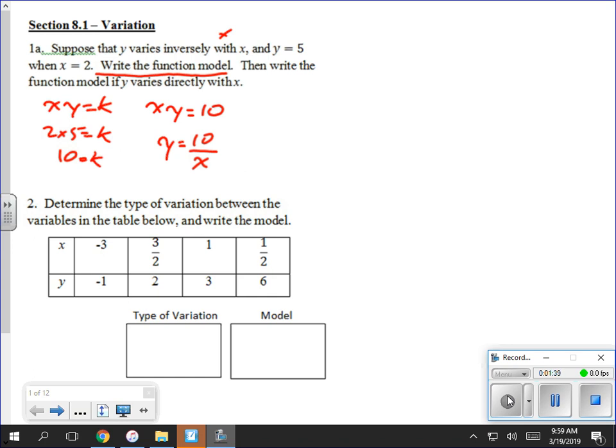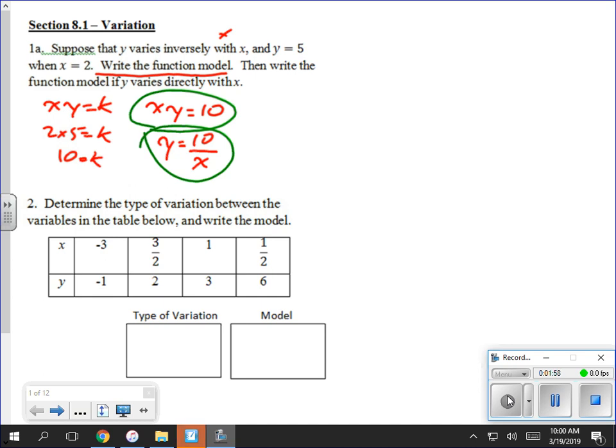Yeah. But I have to set up the equation. Remember, it says write the function model. Write the function model means give me the equation. You got to give me this or you got to give me that. Okay? That's what it's asking for. But this helps you figure out what the k is that you have to put into it.